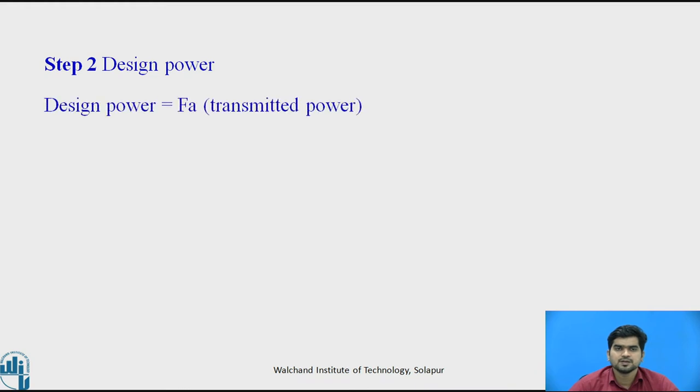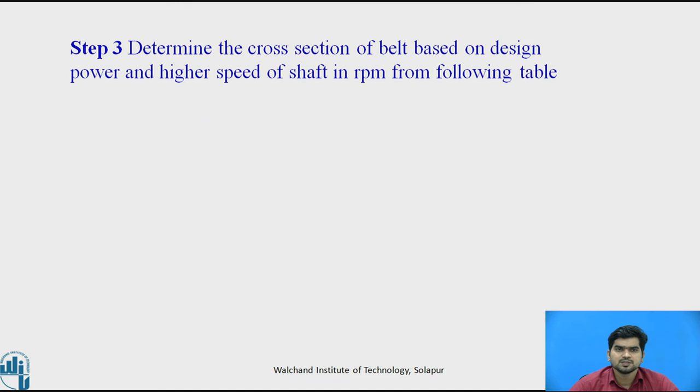In step number 2, find out the design power. Design power for the V belt can be calculated using the equation FA into transmitted power. Transmitted power is 15 and the service factor is 1.3, so we get the design power as 19.5 kilowatt. Step number 3: determine the cross section of the belt based on the design power and the high speed of the shaft in rpm from the table.